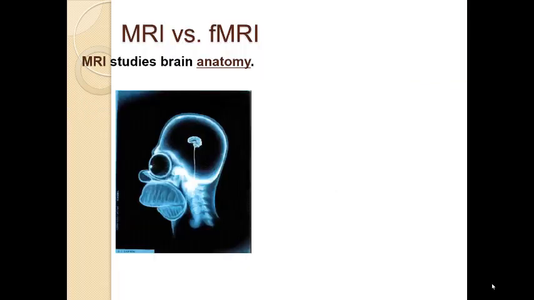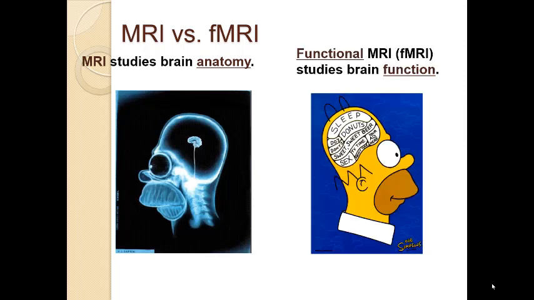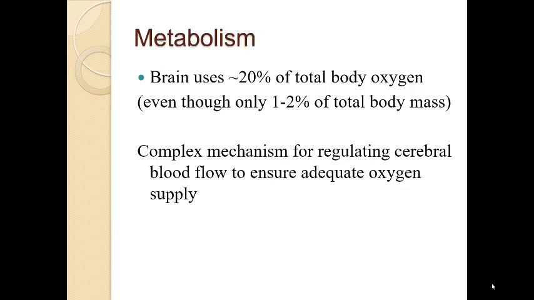So really, in a core MRI scan, it takes a lot longer, and the focus is on imaging the anatomy. Whereas functional MRI is all about looking at changes in neural activity. Right? And it's all based around changes in the oxygen flow of the blood. The brain uses about 20% of the total oxygen, even though it's only 1 to 2% of the mass. And there is a complicated mechanism to ensure that there's adequate oxygen supply to the brain.